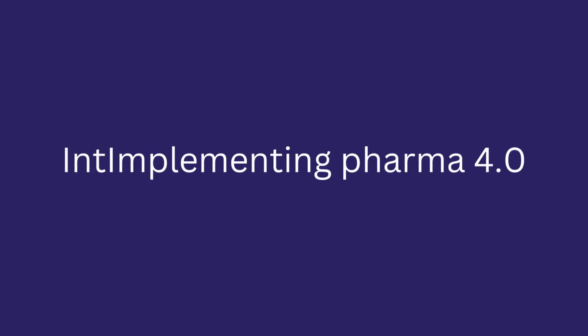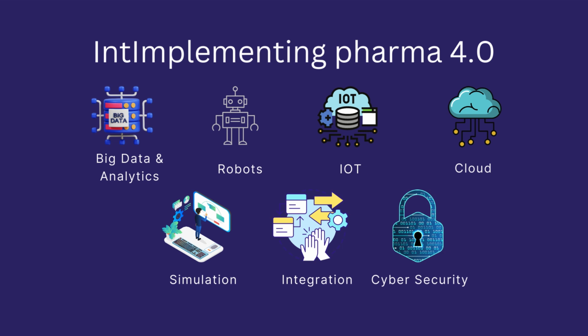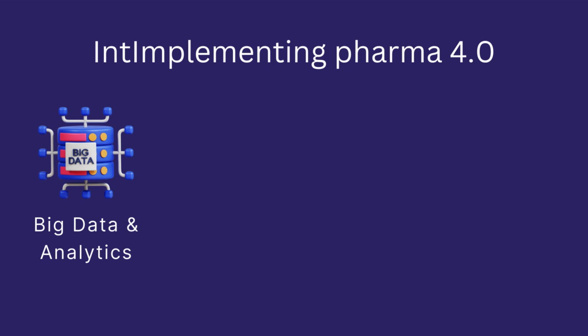Implementing Pharma 4.0. Let's discuss how Pharma 4.0 is implemented for practical pharma applications. Implementing Pharma 4.0 in a real pharma production facility requires key technologies called enablers. These enablers work collaboratively to enable the Pharma 4.0 framework. The enablers for Pharma 4.0 include big data and analytics, robots, IoT, cloud integration, simulation, and cybersecurity. Let's discuss each of these.